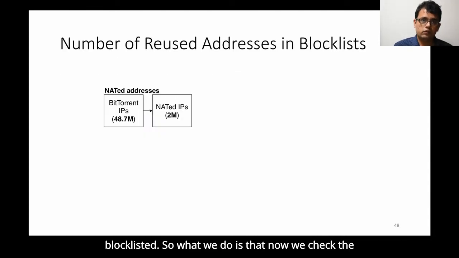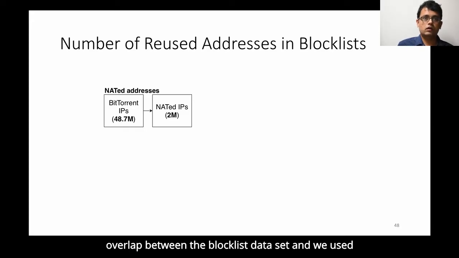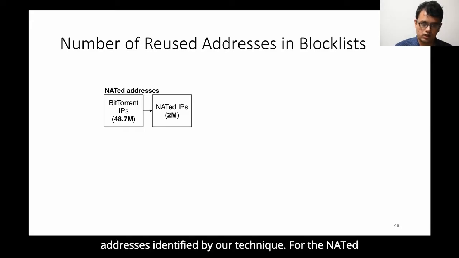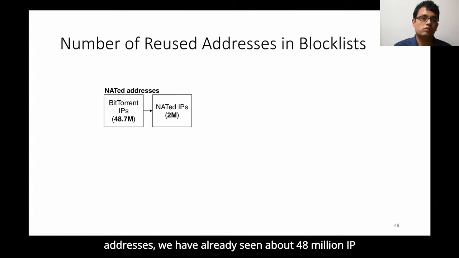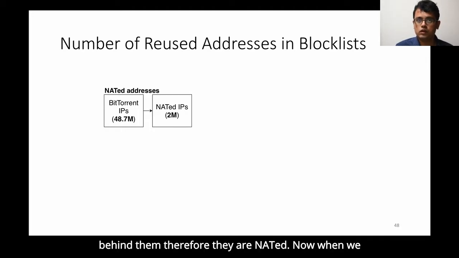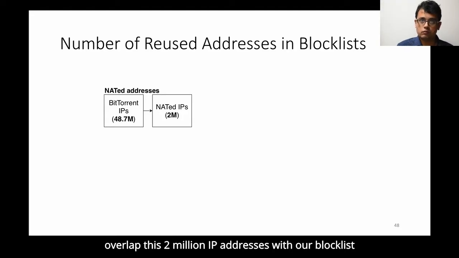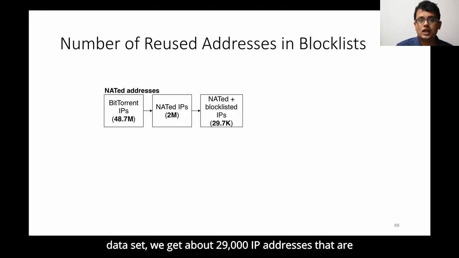Now we check the overlap between the blocklist dataset and the reused addresses identified by our technique. For the natted addresses, we have already seen that about 48 million IP addresses use BitTorrent, and out of them, only 2 million IP addresses have 2 or more active users behind them, therefore they are natted. When we overlap these 2 million IP addresses with our blocklist dataset, we get about 29,000 IP addresses that are natted and are also blocklisted.